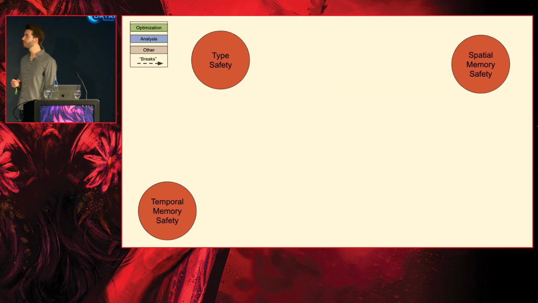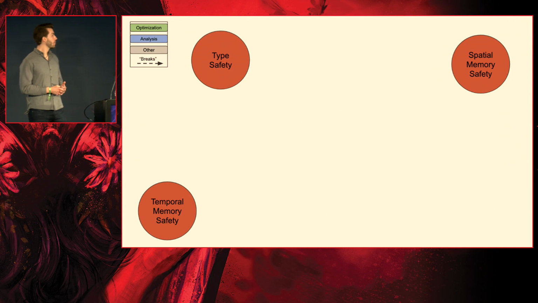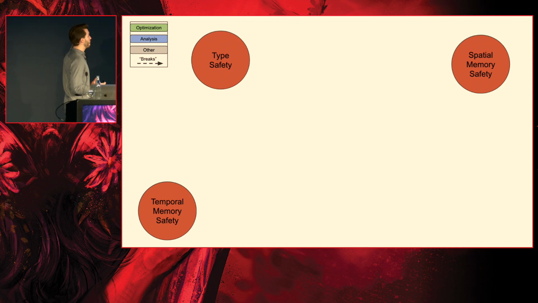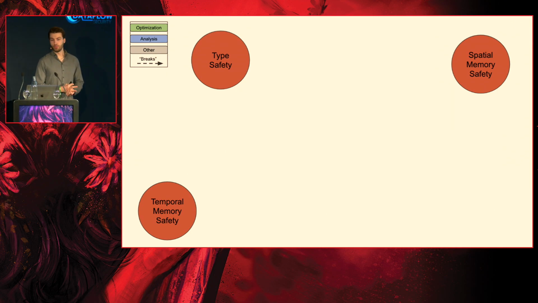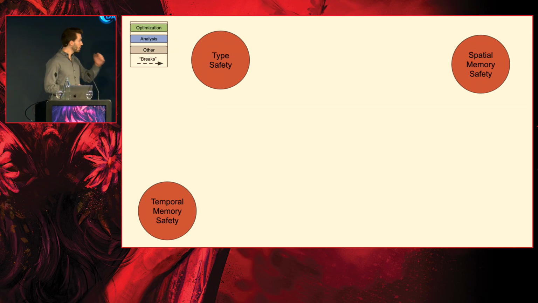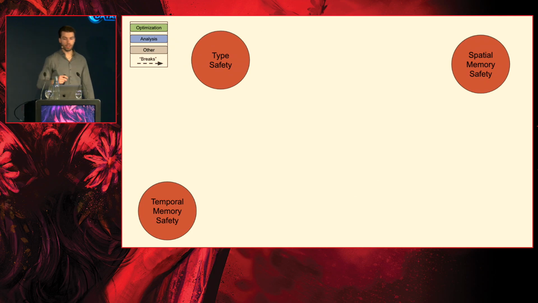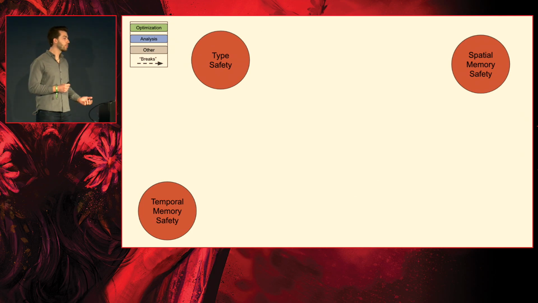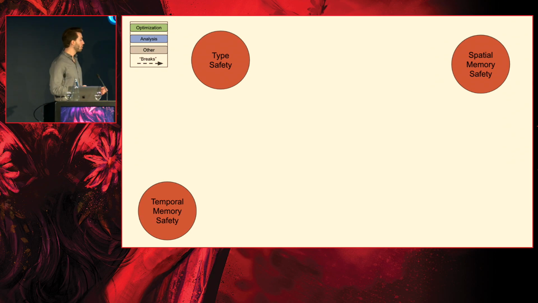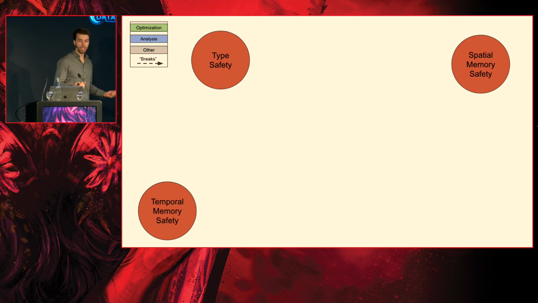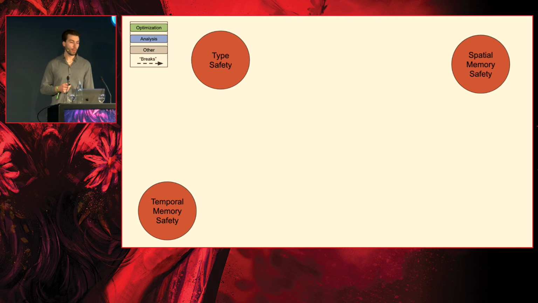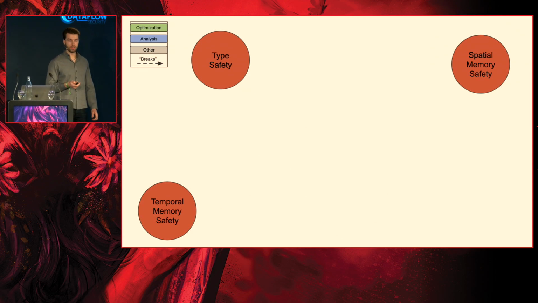So we start from these red bubbles. Those are the fundamental memory unsafeties, if you want. Spatial memory safety means if you have an array and you access it out of bounds, then you're violating that. Type safety is violated by a type confusion. You think your object is of type X, but really it's of type Y, so that's your type confusion. And temporal memory safety: if you're using an object after it has been freed, then you have a temporal memory safety violation.